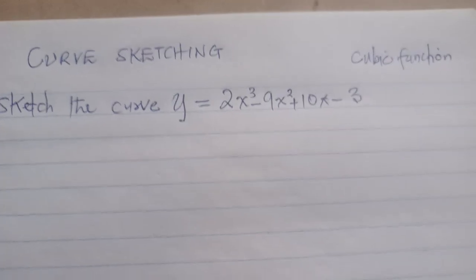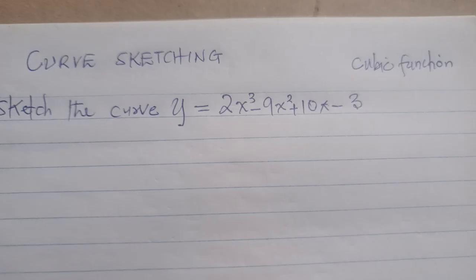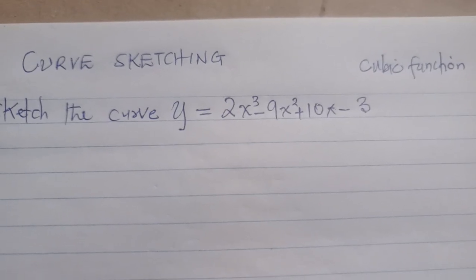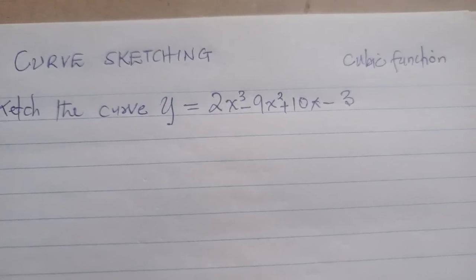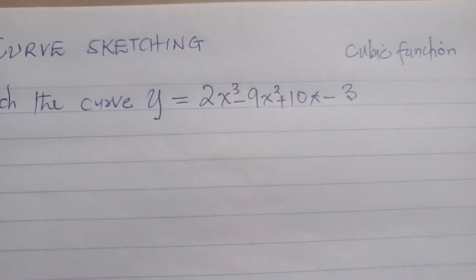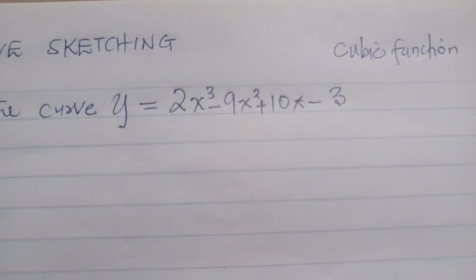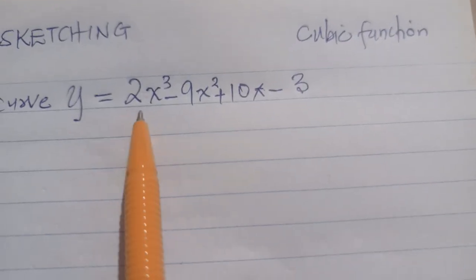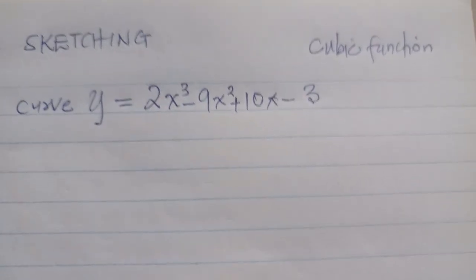I want us to continue with the curve sketching. If you followed my previous video, I talked about curve sketching where a quadratic function was involved. Now, in this video, I want us to look at the other scenario where we have a cubic function. The cubic function we mean is a function of this nature. It is a polynomial of order 3. The highest power is 3.